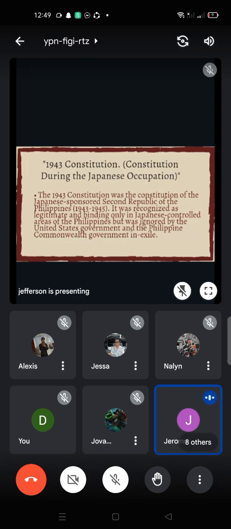1943 Constitution during the Japanese occupation. The 1943 Constitution was the constitution of the Japanese-sponsored Second Republic of the Philippines, 1943 to 1945. It was recognized as legitimate and binding only in Japanese-controlled areas of the Philippines, but was ignored by the United States government and the Philippine Commonwealth government in its time.